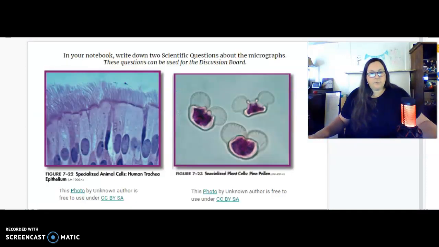Okay, in your notebook now, this is where I want you to write down 2 scientific questions about these micrographs. Scientific questions have a real answer, not a yes or no answer, but a specific answer. A scientific question could be tested, so we could make maybe an experiment based on your question, and it can lead to more thought. So here are 2 micrographs. Oh, and these questions can be used for your discussion board.